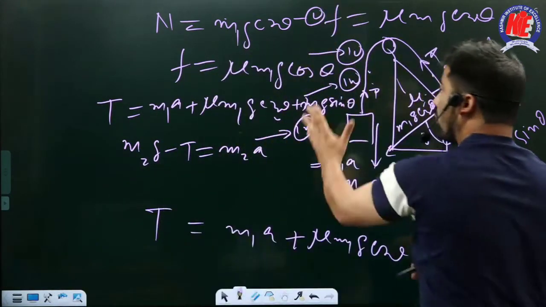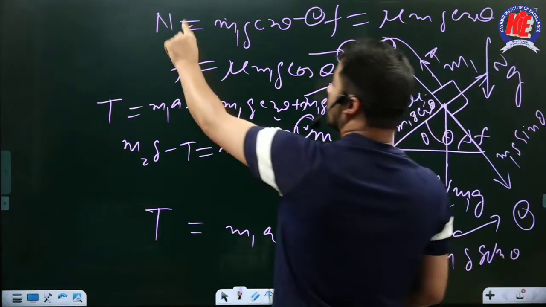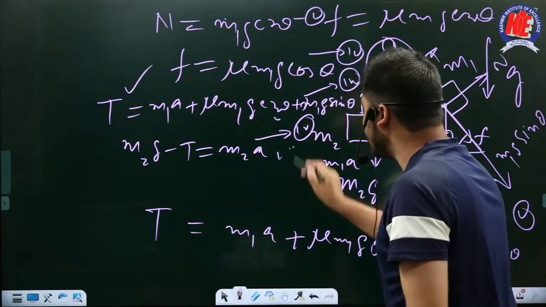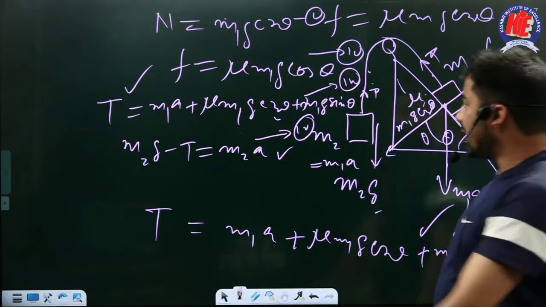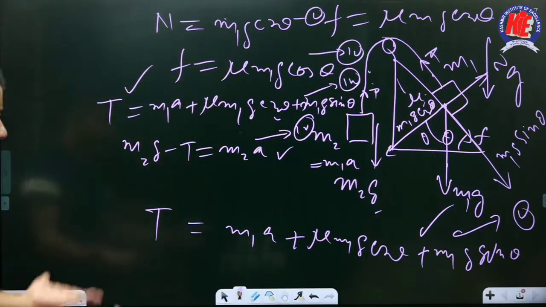I got here 4 equations and 4 unknowns. It's good news, but for that I just need to calculate 2 unknowns. These are the 2 pending unknowns. One is the tension, another is the acceleration. For that I need to solve these 2 equations by using the rest of the 2 equations. I will get everything here.